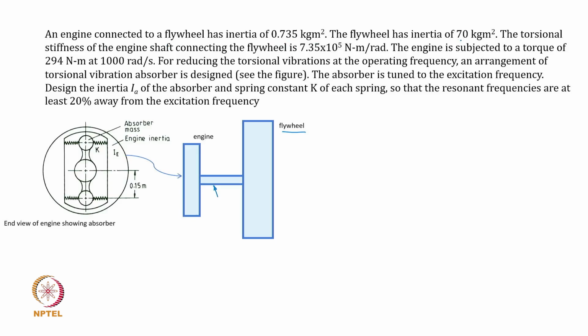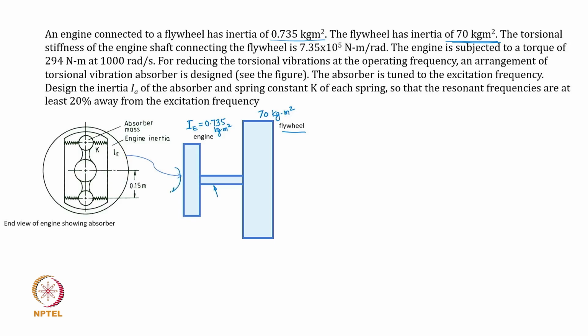The flywheel inertia is 70 kg square meters, whereas the engine itself has an inertia here, IE, equal to 0.735 kg square meter, whereas this one is comparatively much higher. And the engine is subjected to a torque.